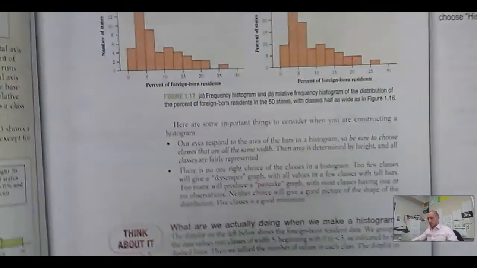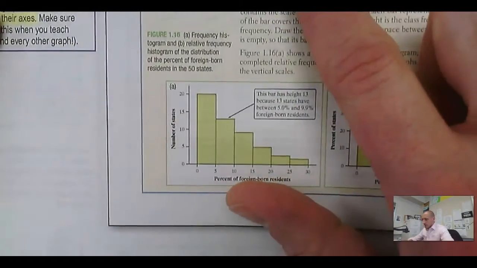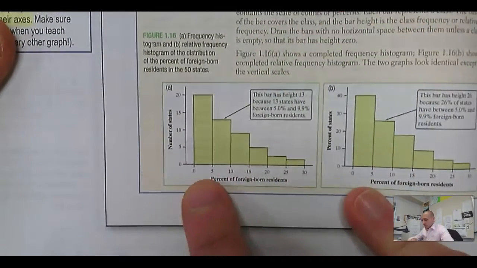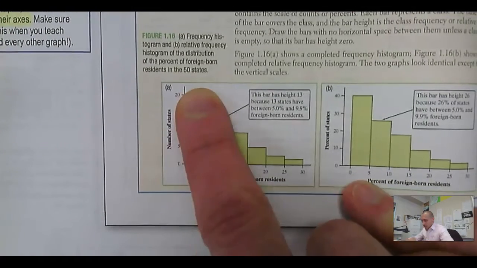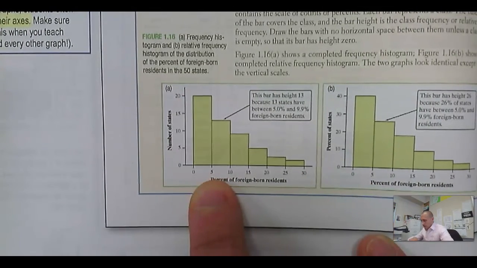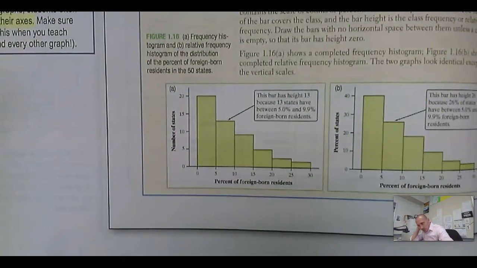Okay, histograms. The benefit is you can just put a whole bunch of data into a histogram. They have these things called classes or bins. So here, everything 0 up to but not including 5 gets dumped into this one. Everything from 5 up to and not including 10 gets dumped into this one.